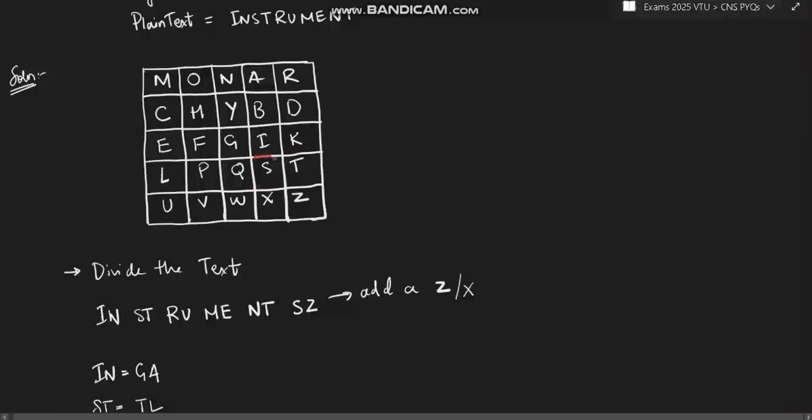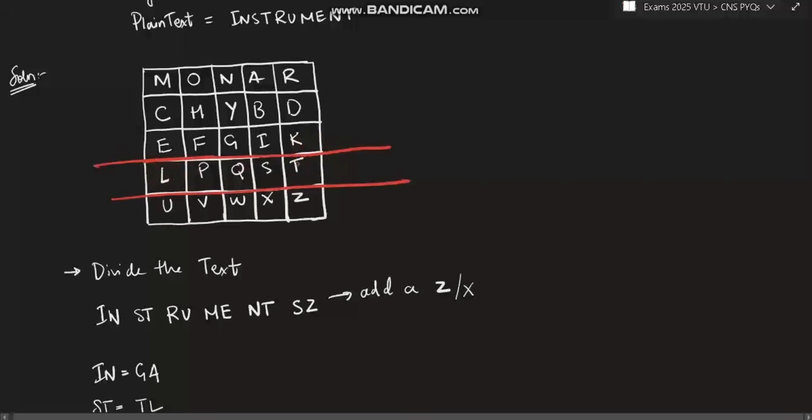Okay. ST. Where is S? Where is T? S is present here and T is present here. So if it is in the same row, what will we have to do? We have to take the next letter. For S, we will take T. For T, we will be going next and we will be taking this letter. What is this letter? It's nothing but L. Going again here means we are starting again from here. Imagine this as a repetitive infinite row.